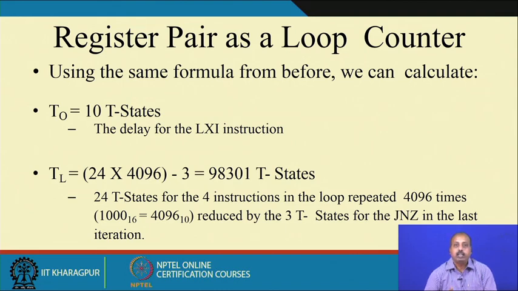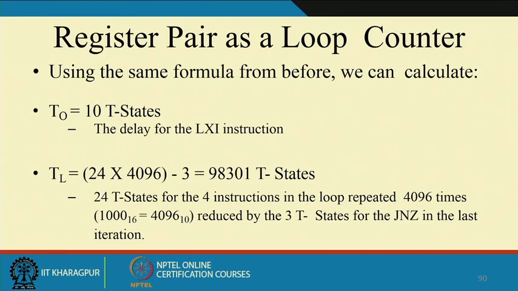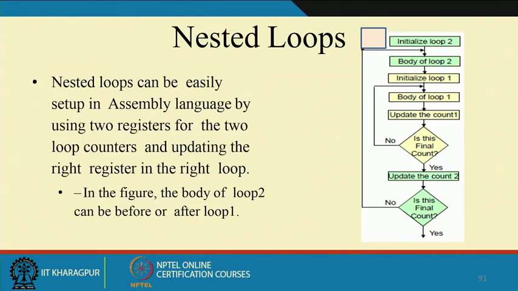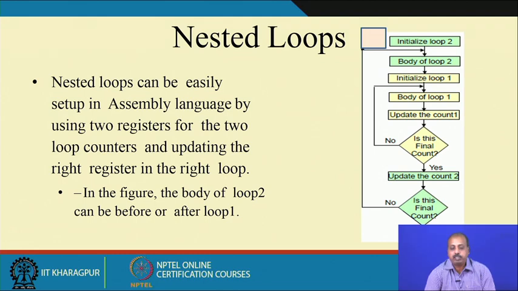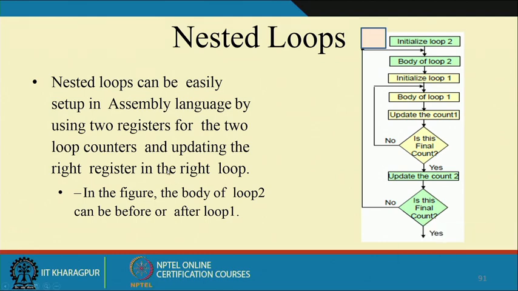So, this way this calculation of TL will be done, and now you can calculate the total delay by adding TO and TL. Another way of incorporating higher delay is by means of nested loops. So, this is the overall structure of a nested loop.